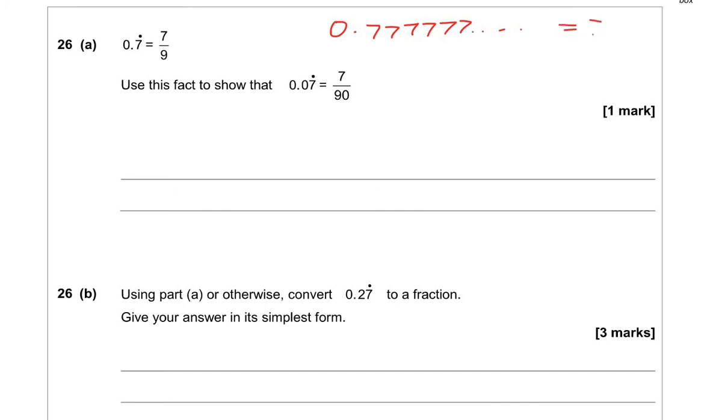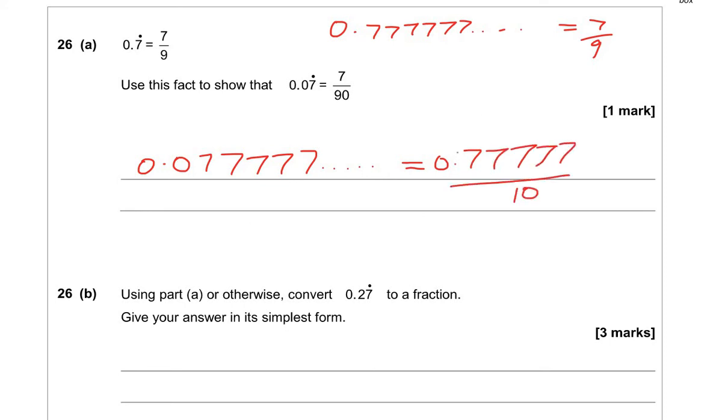Right, and we're told this is 7/9. Use this fact to show that 0.07 recurring is 7 over 90. So 0.0777... Right, well this is just the same as 0.77777... divided by 10. But we know that 0.7 recurring is equal to 7 over 9. So it's just 7 over 9 divided by 10, which is 7 over 90.